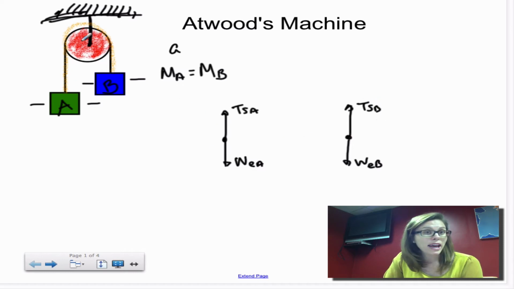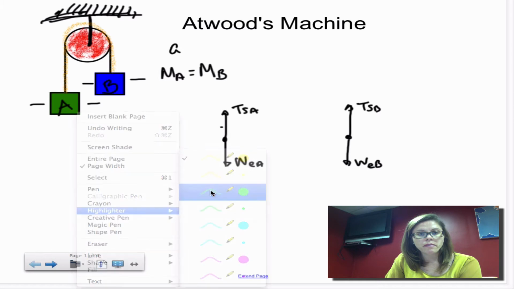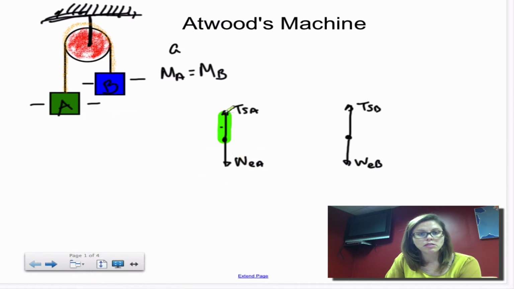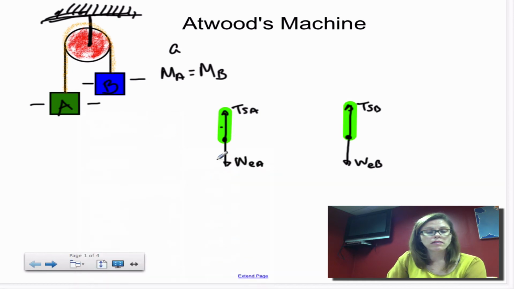Now, since this is a massless frictionless pulley, this tension is going to be the same all the way across because it's the same string. So this tension, I don't want to do a tick mark because they're not third law pairs. They are the same because it's the same string. So this tension and this tension are the same. Okay.